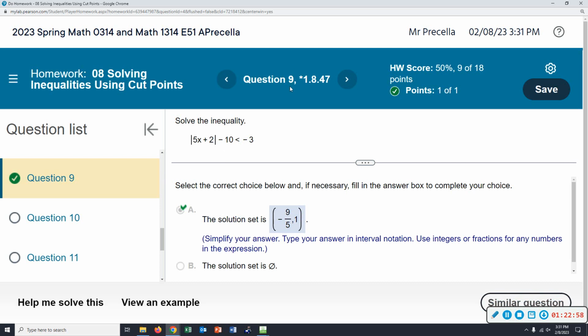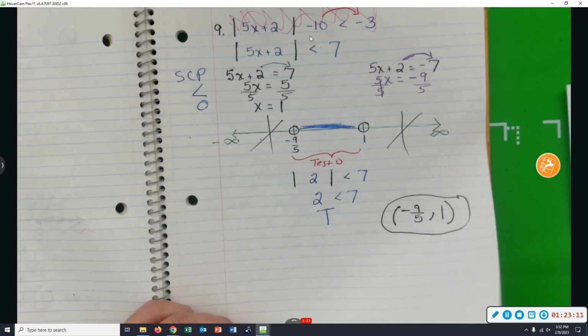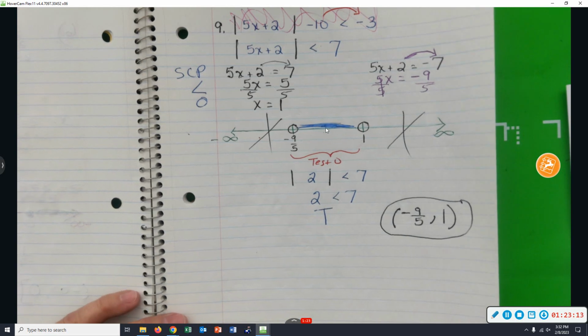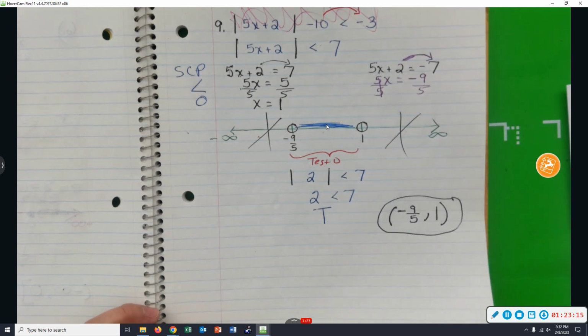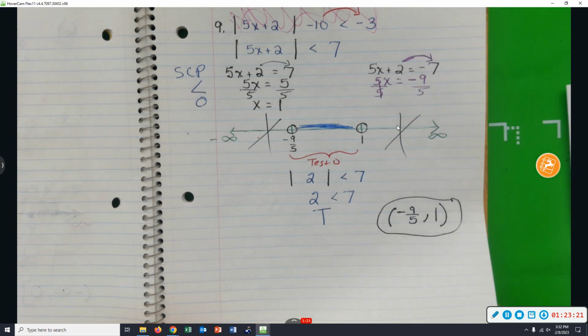Going back to this problem here, number 9, suppose instead of a less than, it had said a greater than. Would it have been a harder problem? No. The only difference, if that had said a greater than, instead of shading, what would we have done right here? And then here, shade and shade.